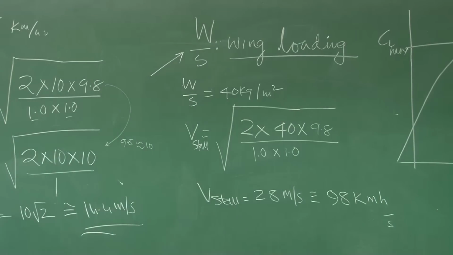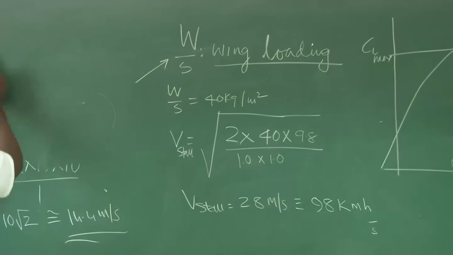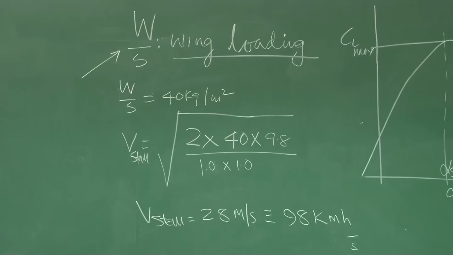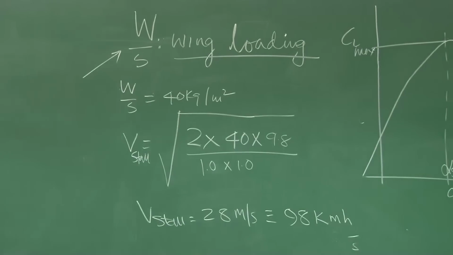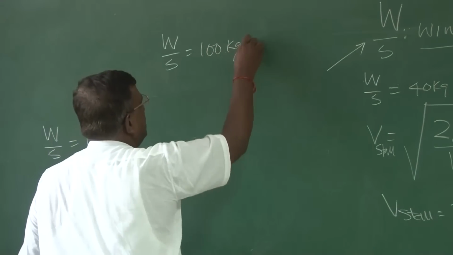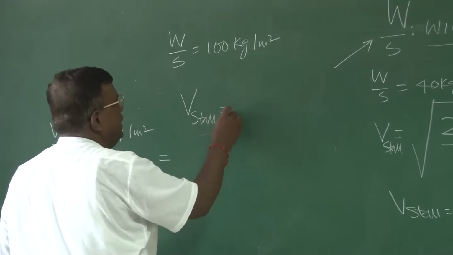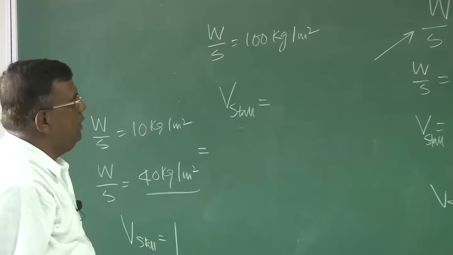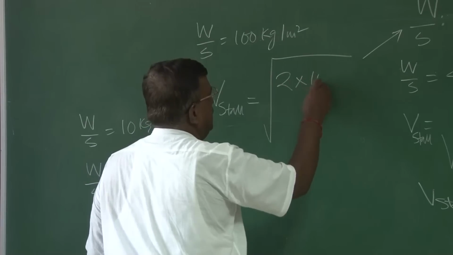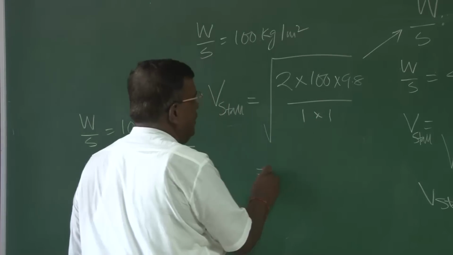We'll see what happens if W by S becomes 100, which is typically passenger, small business aircraft. The order will be around 100, small, 2-seater, 3-seater. If W by S is equal to 100 kg per meter square, then what happens to V stall? Again keeping density and CL, whatever we are using earlier, this will be 2 into 100 into 9.8 by 1 into 1. This will be how much? Can we just check?